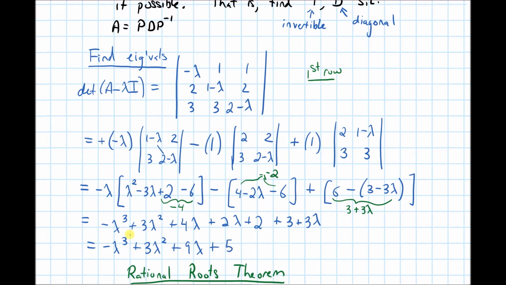Okay, so we have this whole thing. This is our characteristic polynomial. This is P of lambda. That's usually our notation for the characteristic polynomial.